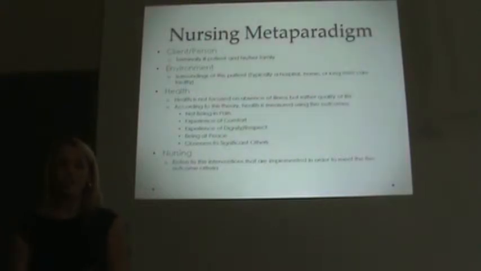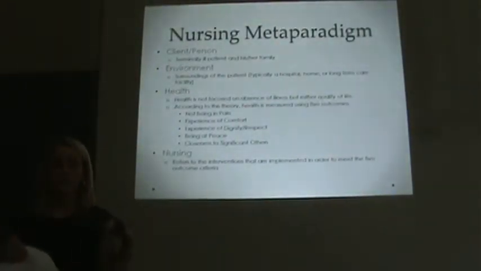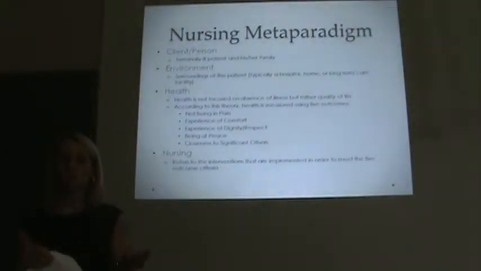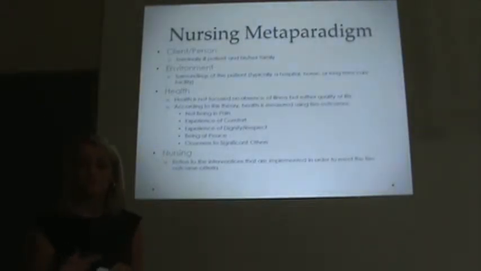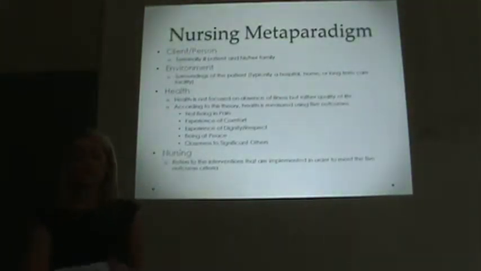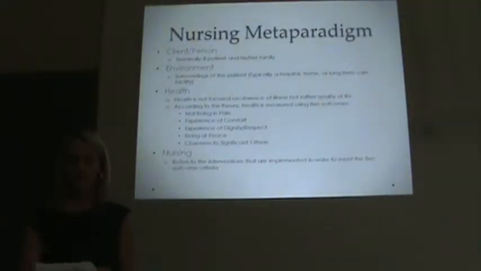Health is not so much a focus on the absence of illness, it's more a focus on quality of life. And according to this theory, health is measured by 5 outcomes. These 5 outcomes are not being in pain, experience of comfort, experience of dignity and respect, being at peace, and closeness to significant others. Nursing in this theory refers to the interventions that are implemented in order to meet the 5 outcome criteria.